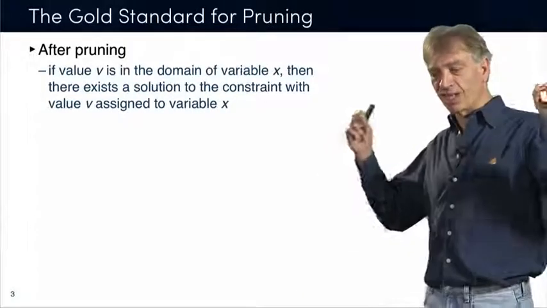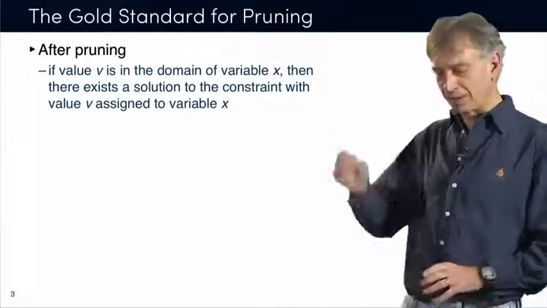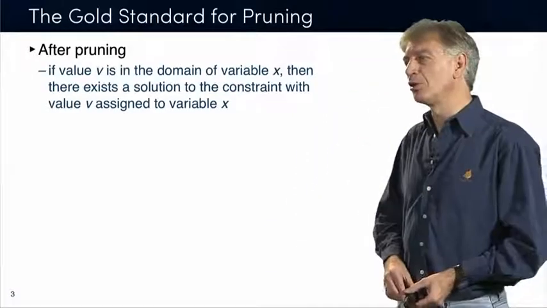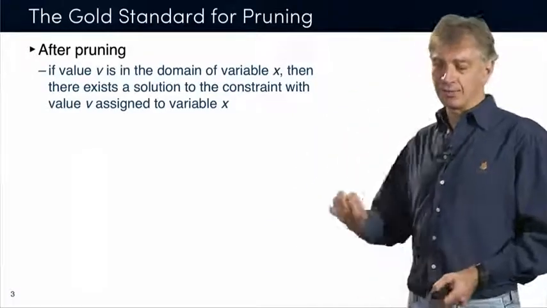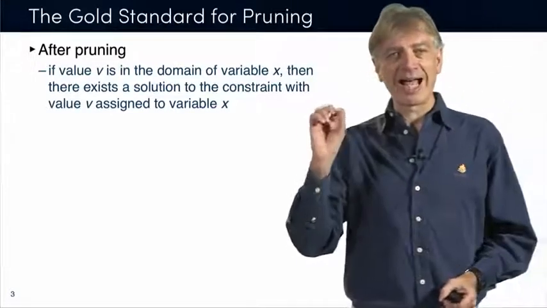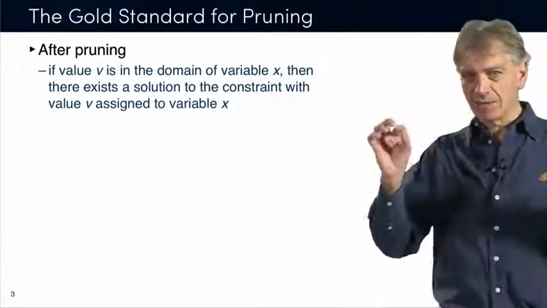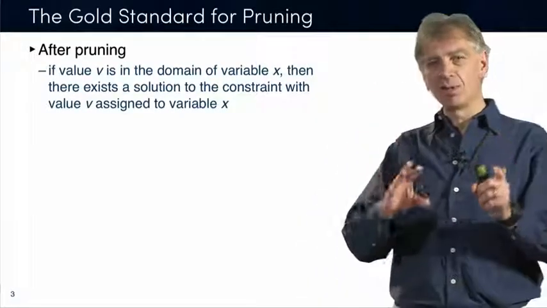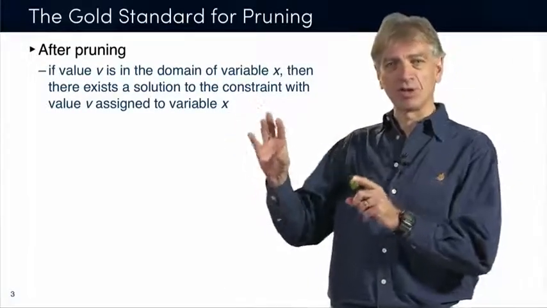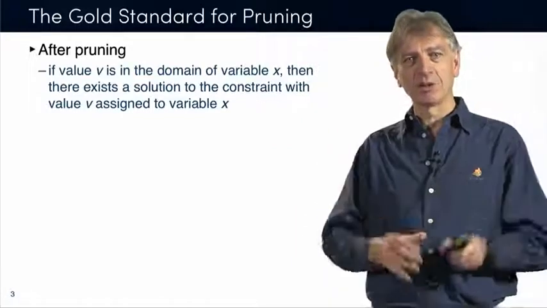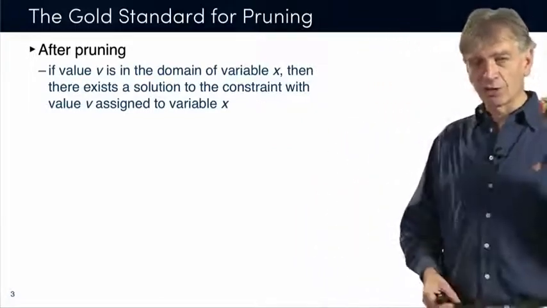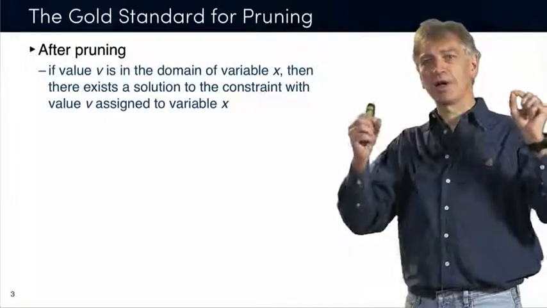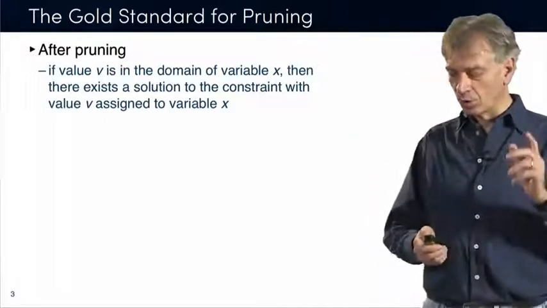Okay, so the golden standard for pruning, this is the most important thing that we need to cover first, is that after the pruning, what we want to have is that for every value that is left in the domain of the variable x, we want to be sure that we can find values in the domain of the other variables in the constraint such that there is a feasible solution for that constraint. So in a sense, you know that every value for every variable is part of a solution to that constraint. So that's the golden standard.